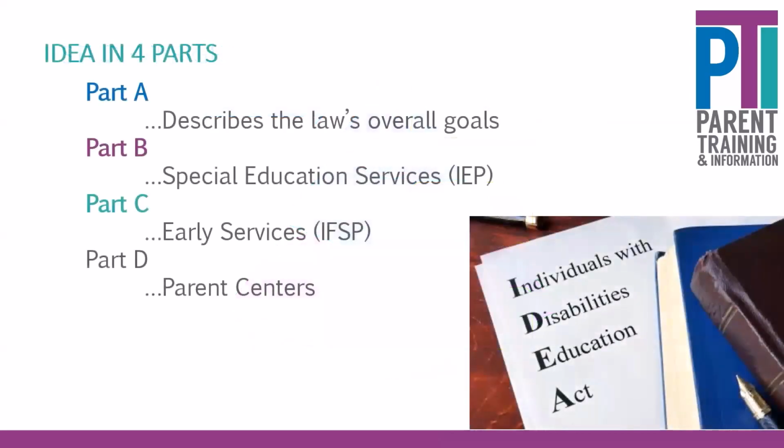The IDEA includes parts A, B, C, and D. Part A describes the overall goals of the law. Part B covers services for public school students with qualifying disabilities from age 3 until they graduate or age out of services at 21. The right to an IEP is protected by Part B.